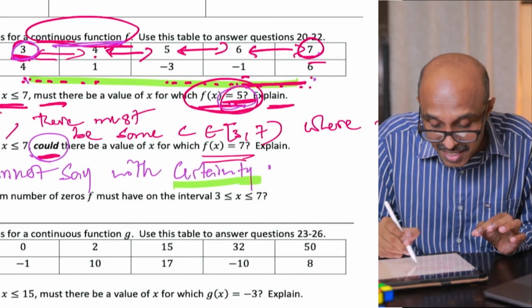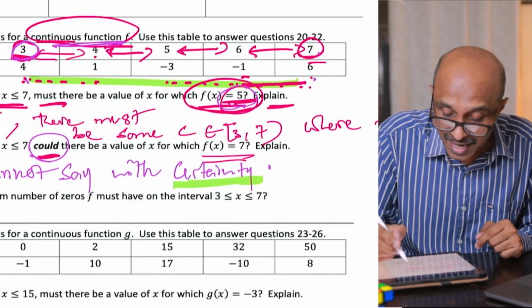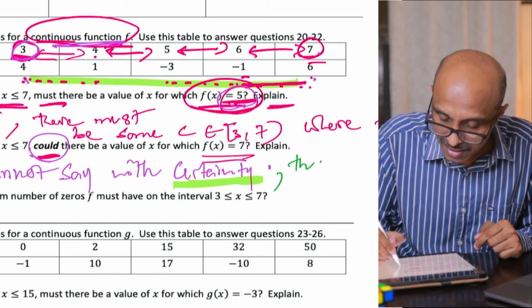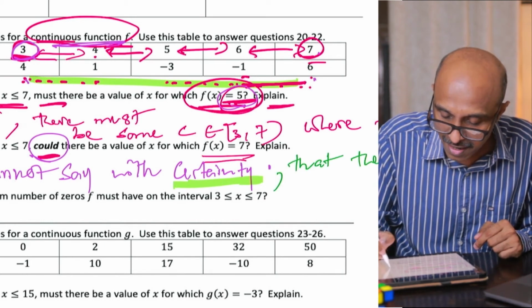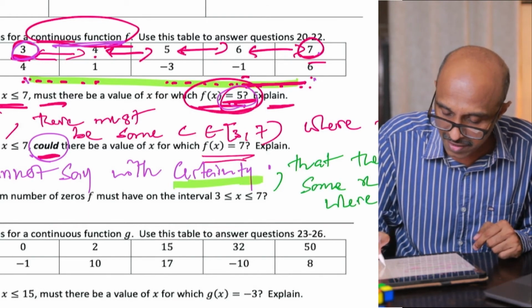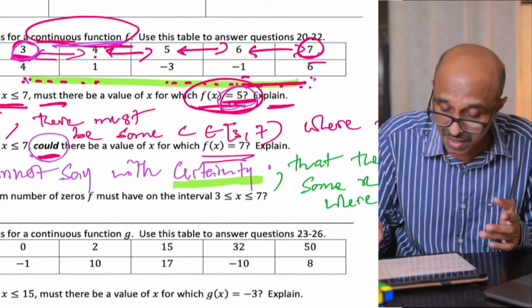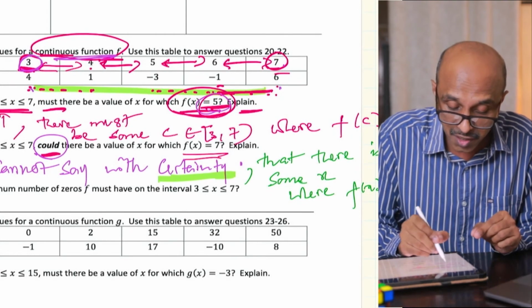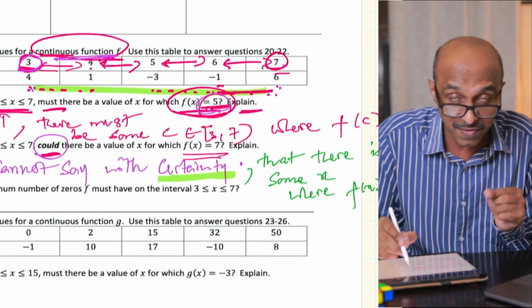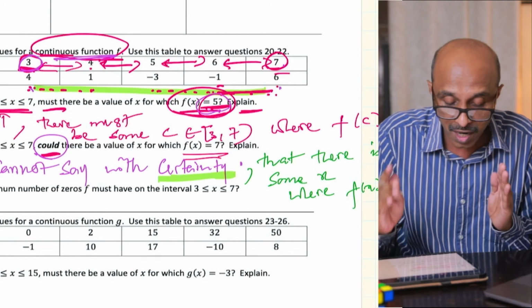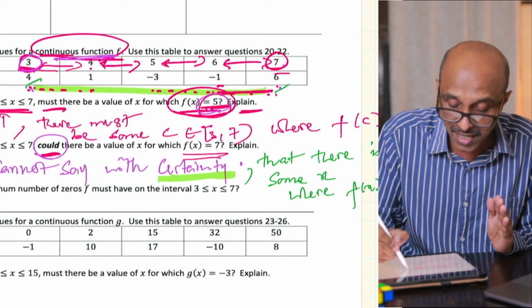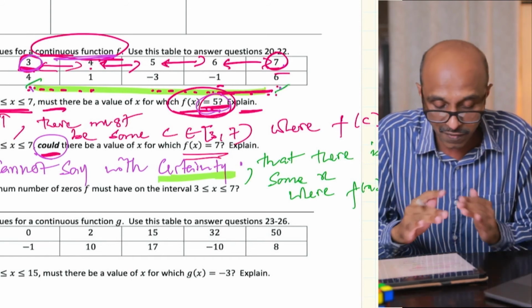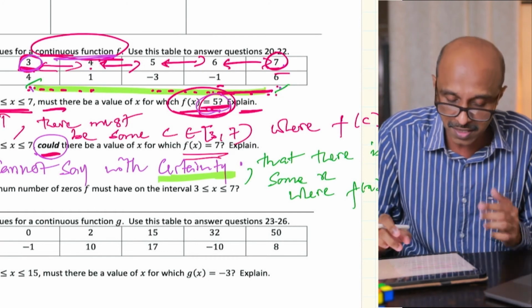So the word is certainty. We cannot say with certainty that there is some x where f of x is going to be equal to 7, because 7 is not part of the table, and we only have information that the function is continuous between 3 and 7. The x values are 3 and 7, but the y values are going from 4 to 6. And 7 lies outside of that range, and we cannot comment on that with certainty.